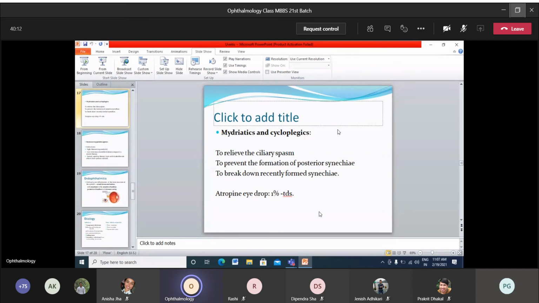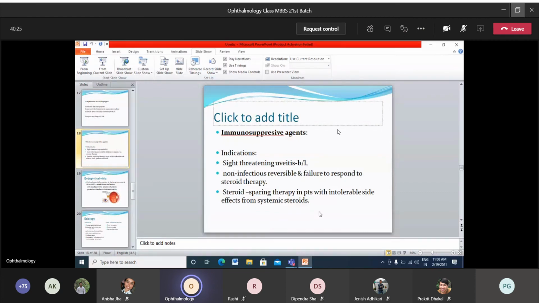So steroids are given, atropine is given. You can give an antibiotic ointment at bedtime, since at night the patient will not receive any medication. And other drugs which are given are the immunosuppressive agents.